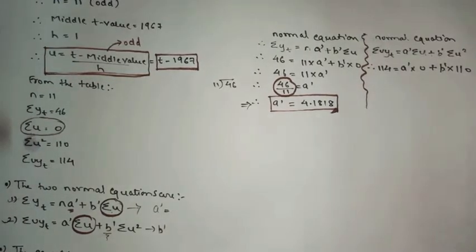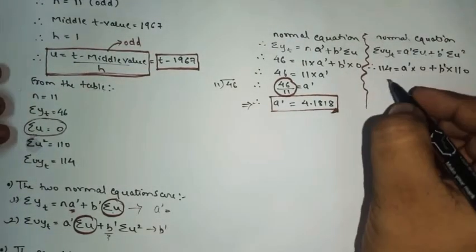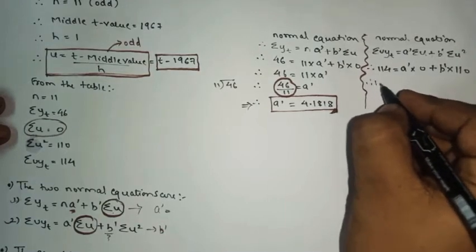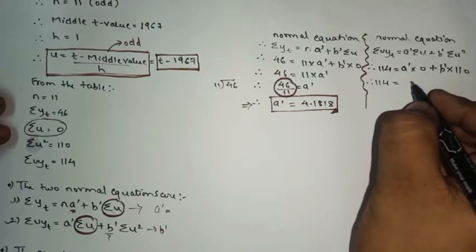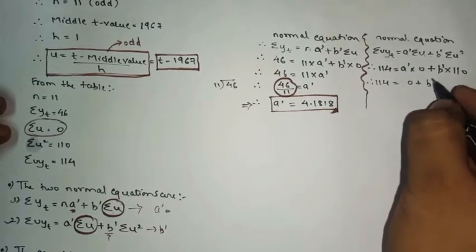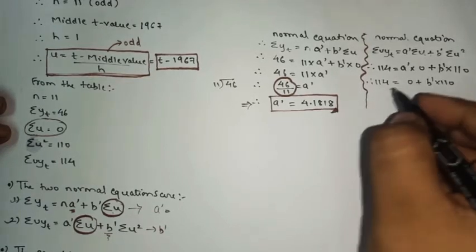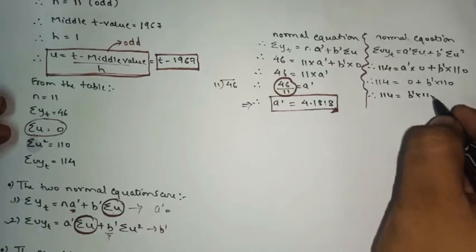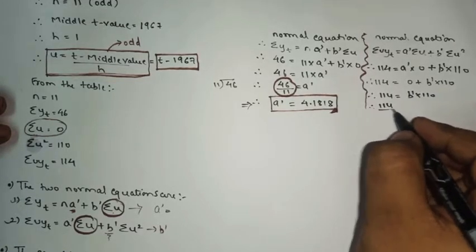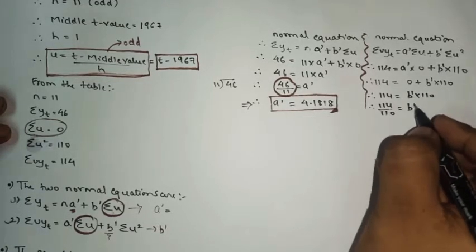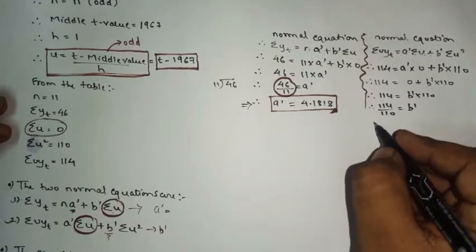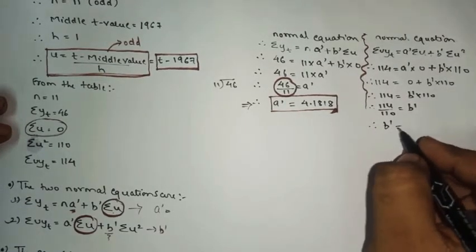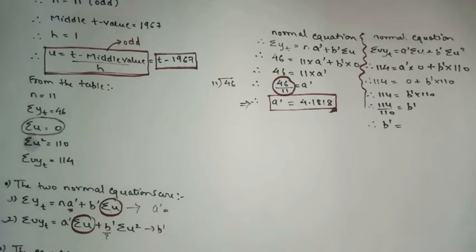After this, 114 equals to, this part will be 0 plus b dash into 110. So the next part will be what? 114 equals to b dash into 110. So therefore 114 upon 110 equals to b dash. So, this part also you solve, you divide and check, you will get the answer.